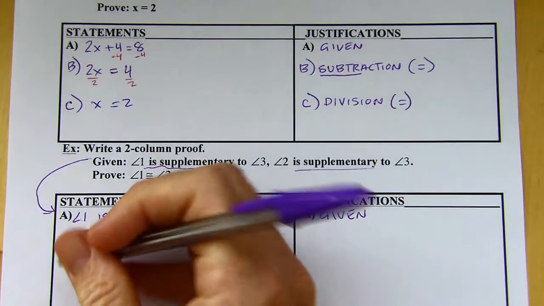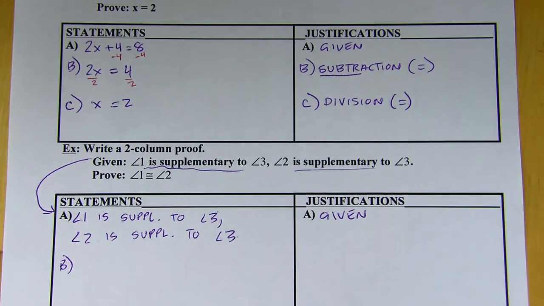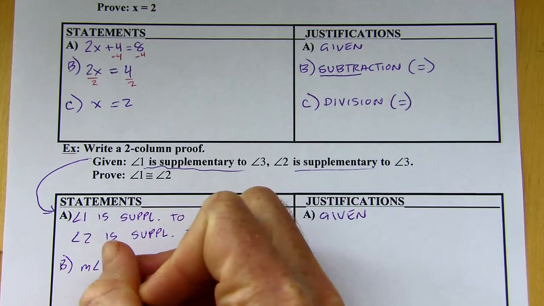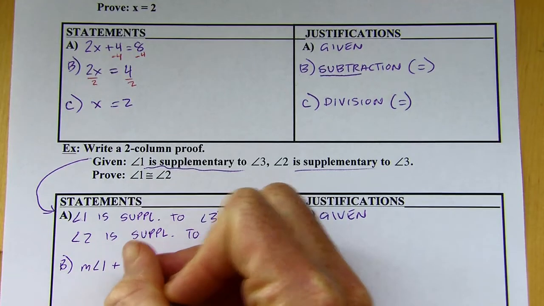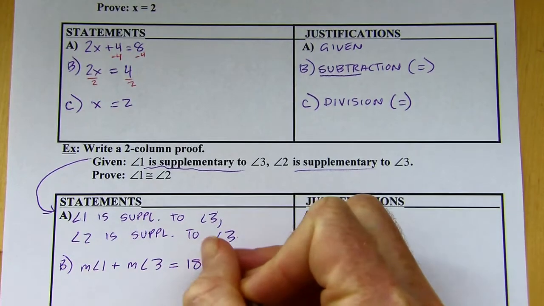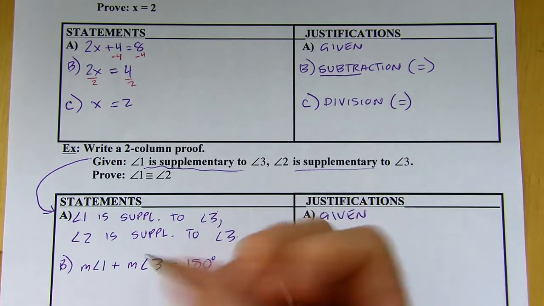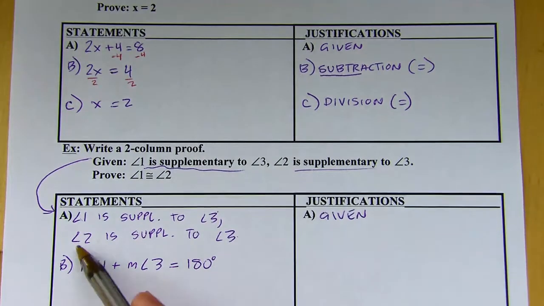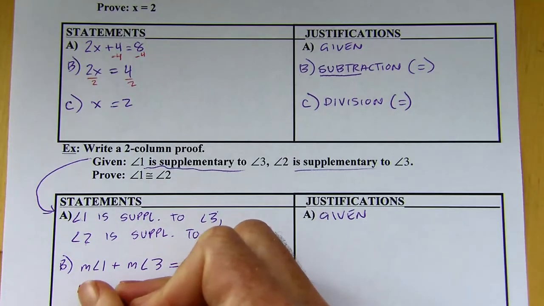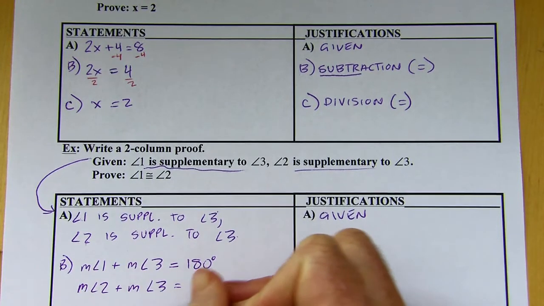Well, that means that the sum of their measures would add up to 180 degrees, right? So I could say the measure of angle 1 plus the measure of angle 3 equals 180 degrees. That's from that first piece, right? Okay, and then since it's the same kind of thing, I'm going to put this in the same step. I'm going to say measure of angle 2 plus the measure of angle 3 is also 180 degrees. Okay.